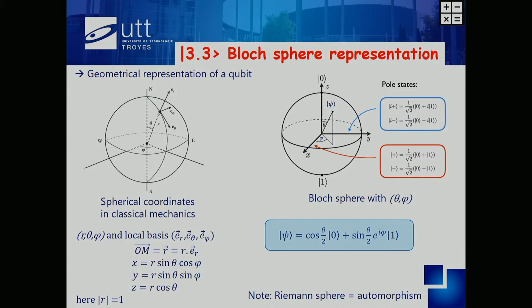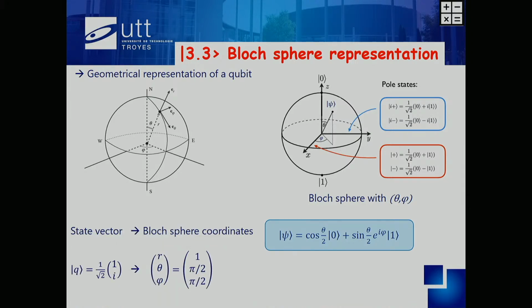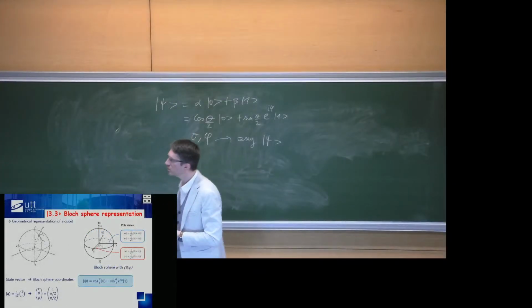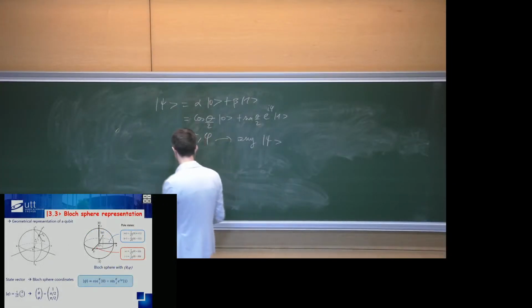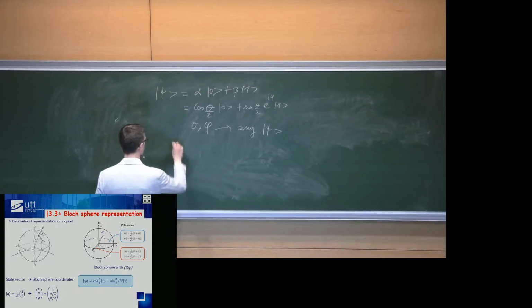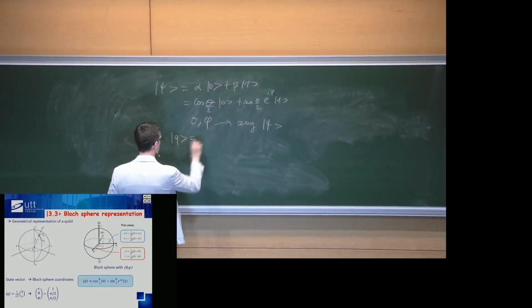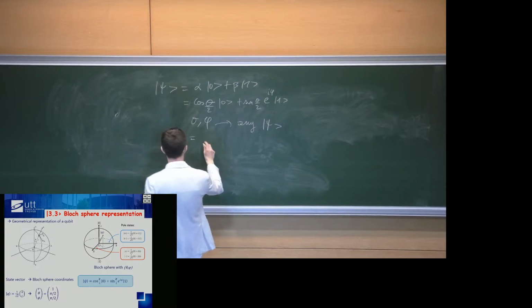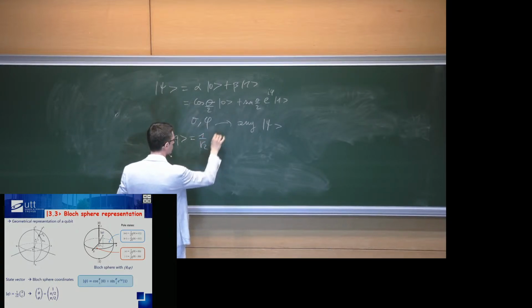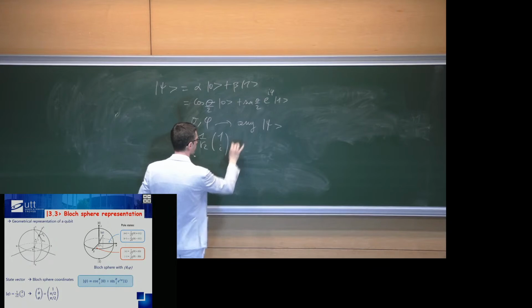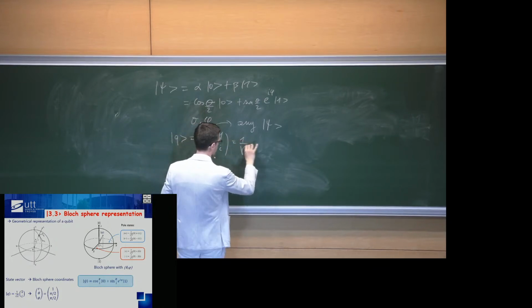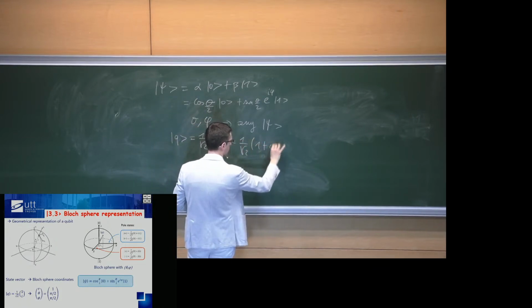And that's why we like to use that, because now it gives us a geometric view of a qubit. So now, if I want to look at a particular state vector, then I just need to look at the Bloch sphere coordinates. For instance, if I use the qubit Q in a state 1 over square root of 2, 1i, which is something like this.